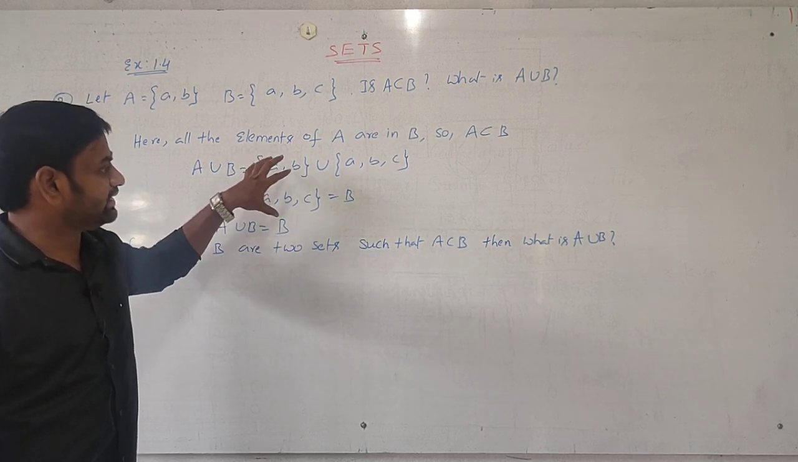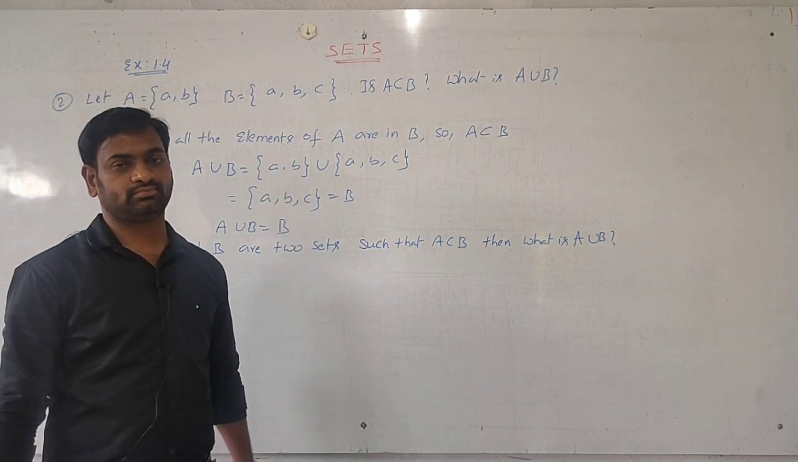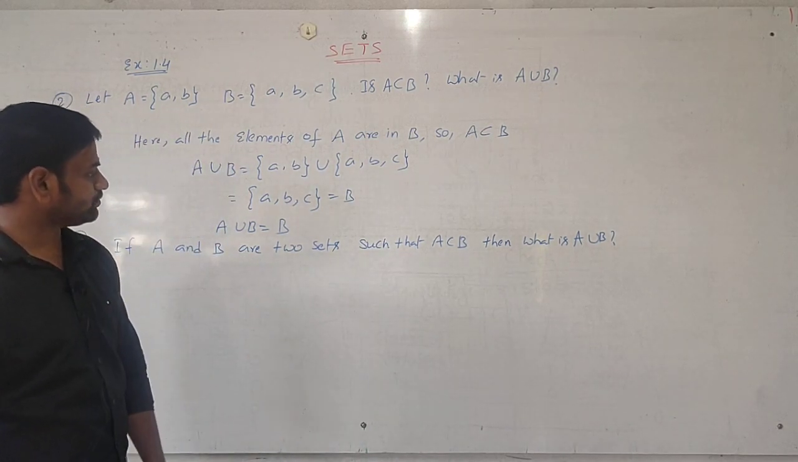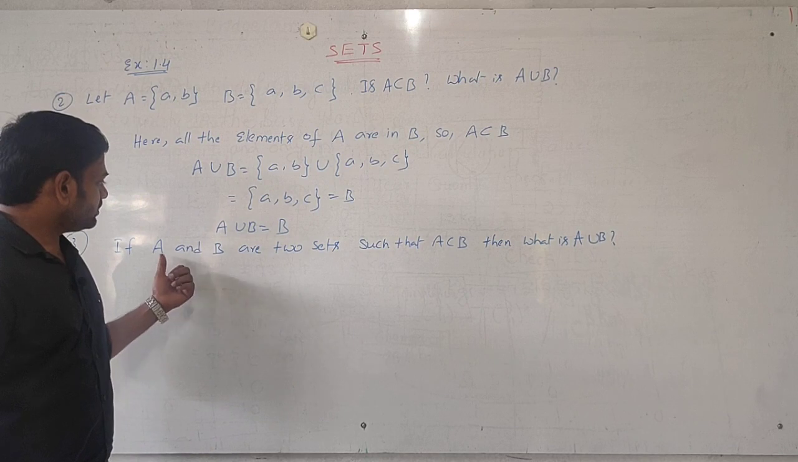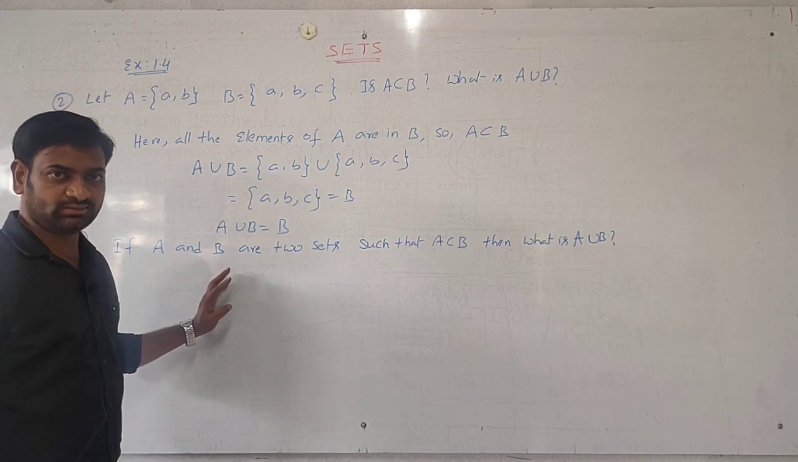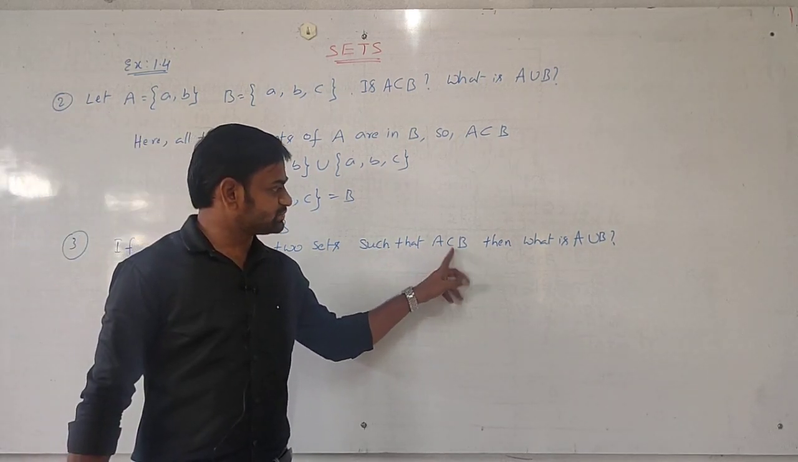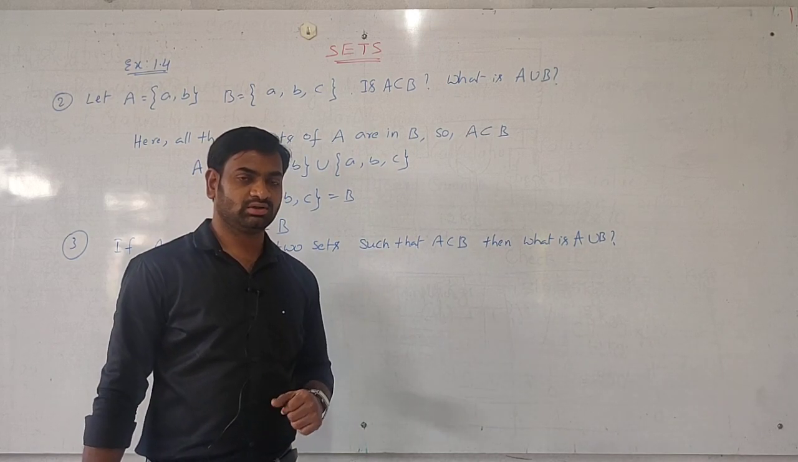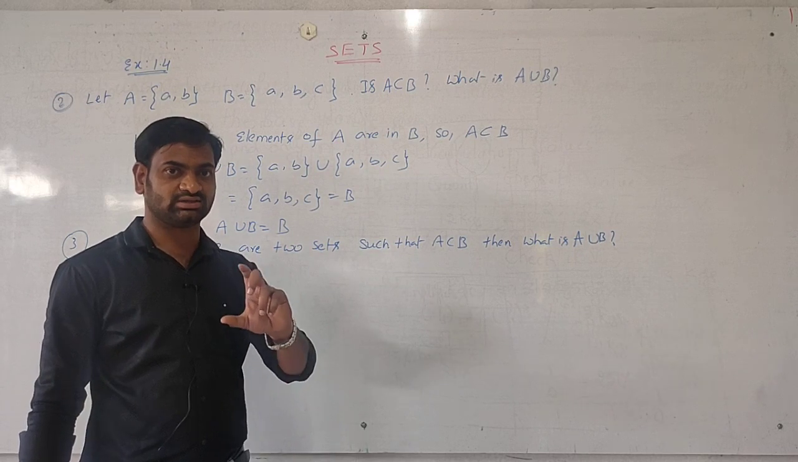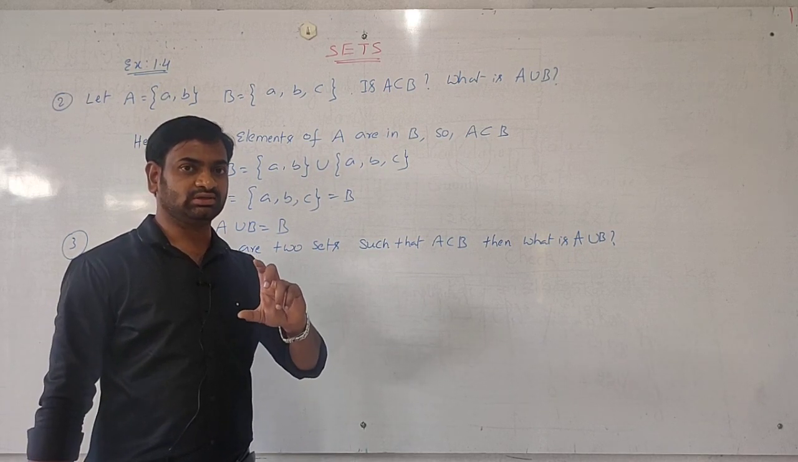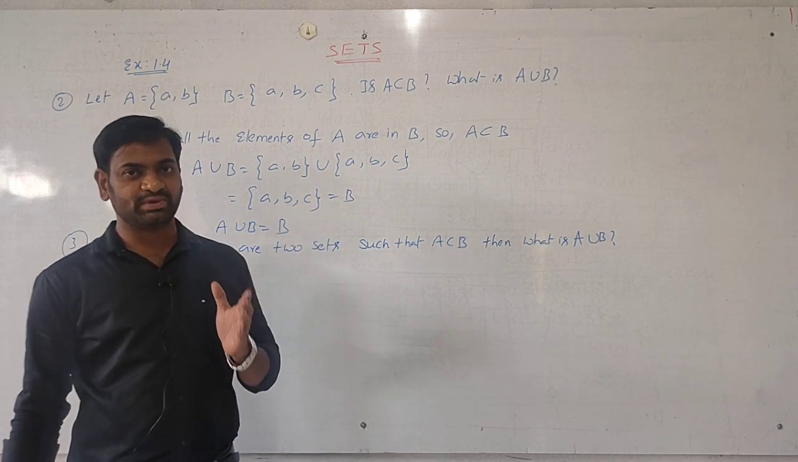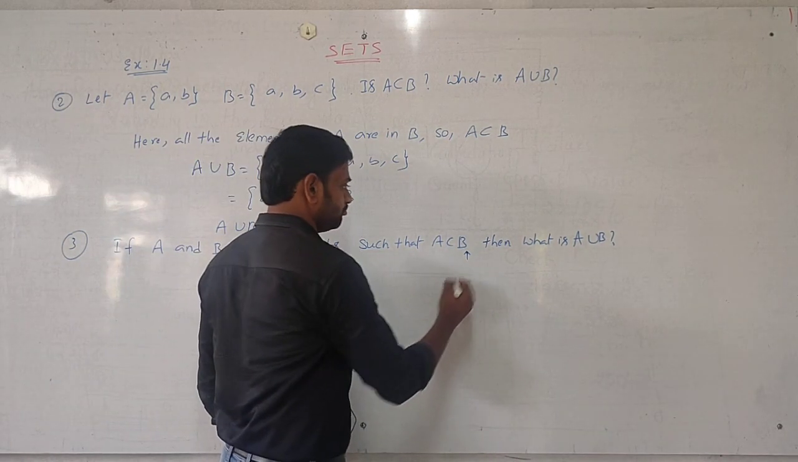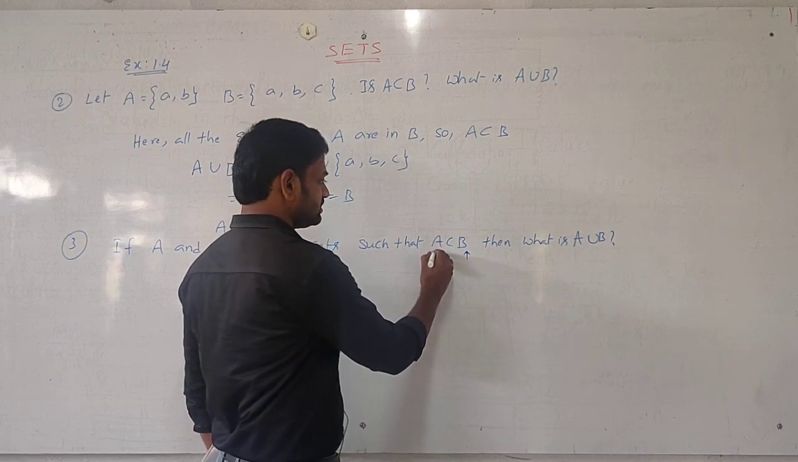The previous question is only an example for this problem. And see the explanation for this one. A and B are two sets, okay, clear. A is a subset of B. That means all the elements of A are in B. That means we have to see which is the big set and which is the small set. So B is the big set, A is the small set.